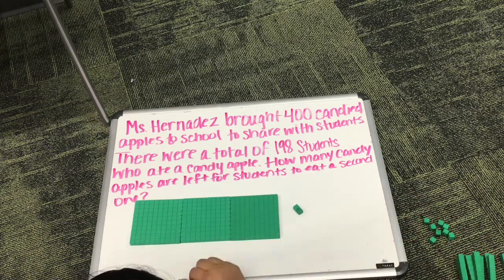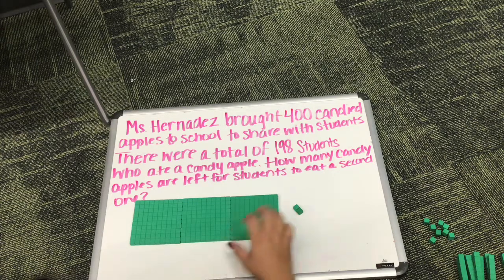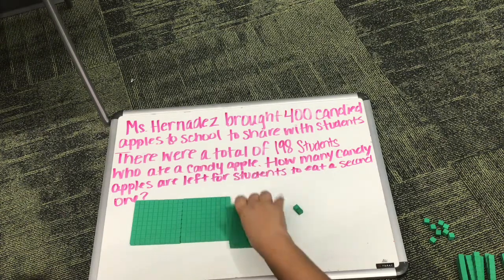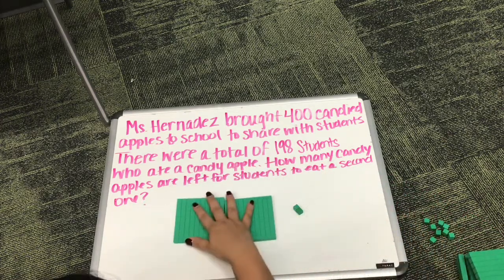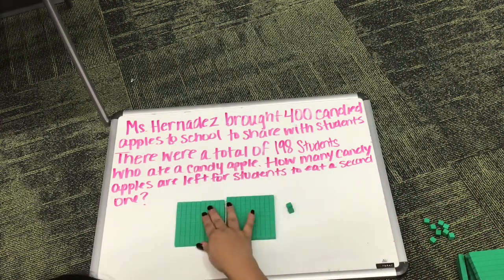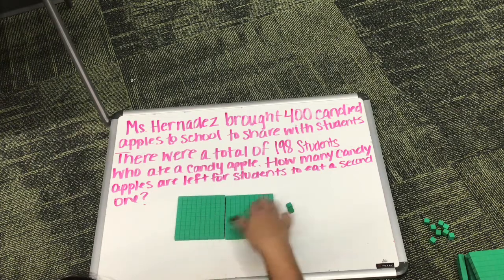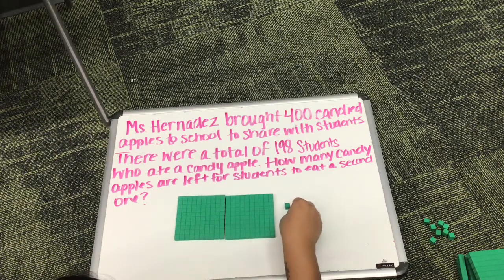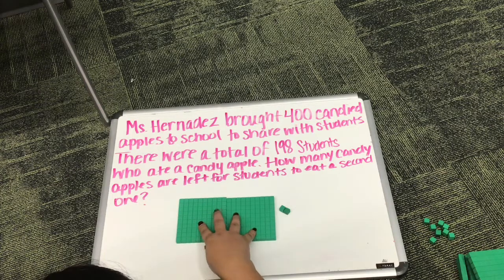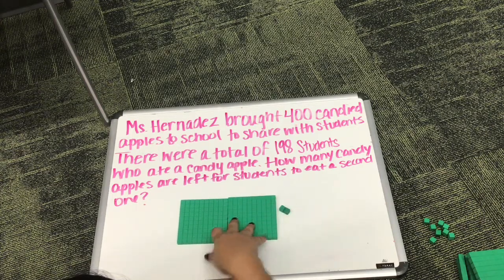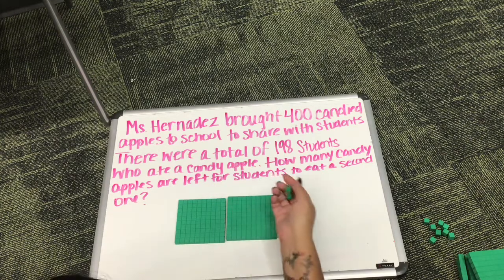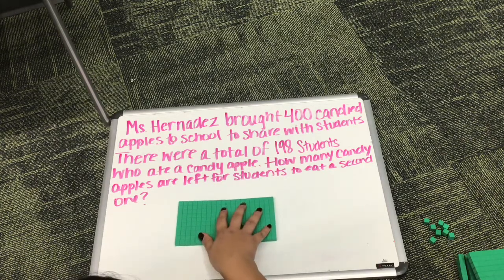The next thing I'm going to do is also take away the 100 from the 100s place. And that's just taking away 1 flat. I'm left with 2 flats and 2 units, which is a total of 100, 200, and 2 units. So the amount of candy apples that we have left are 202 candied apples, thus giving us enough apples for our students to eat a second one.